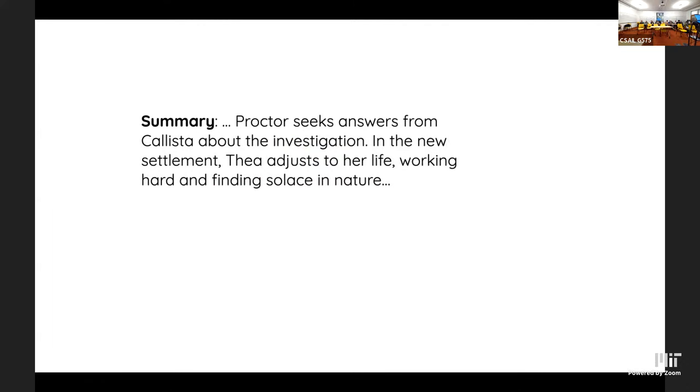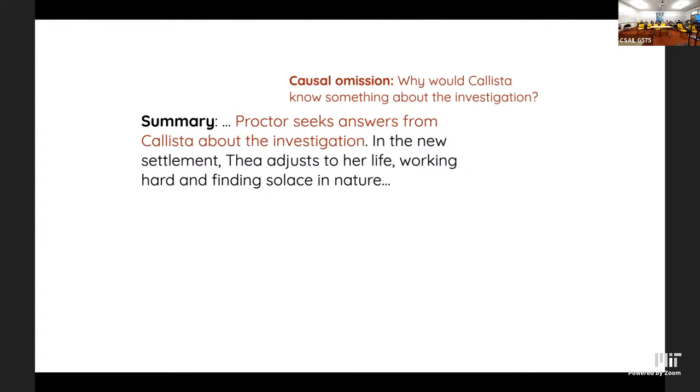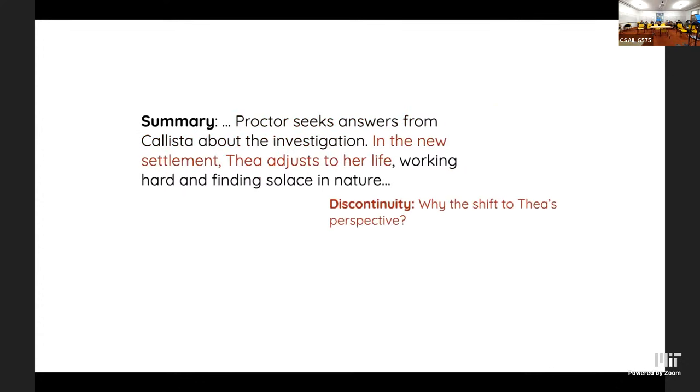This is an example here, which is part of a summary. One of our annotators was like, why would Callista know something about the investigation? So there was some important motivation or knowledge that was not present in the summary that made this sentence confusing. And another annotator was like, why did the summary just shift to Thea's perspective from the previous sentence? So this suggests that there was something going wrong in this merging or summarization process that presented itself in this bit of incoherence.